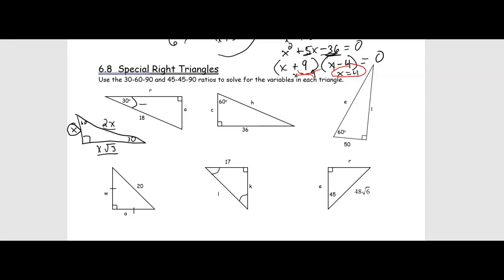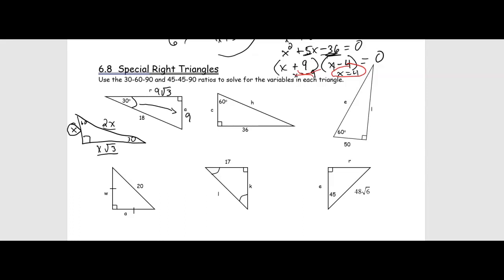So with this side here, if we know that our hypotenuse is 18, the side opposite of 30 would have had to have been half of that. If we know that this is 9, then r had to be the 9 multiplied by root 3. All right.